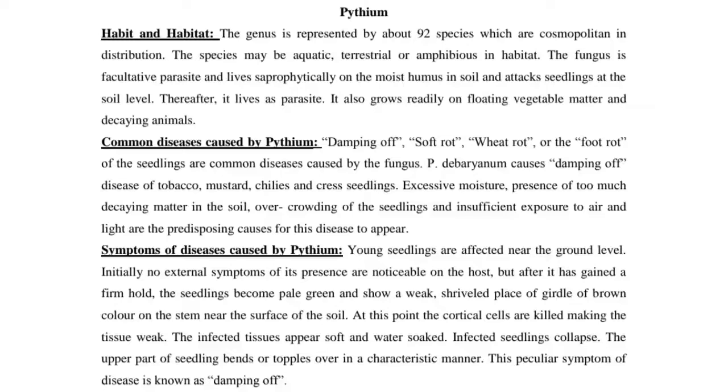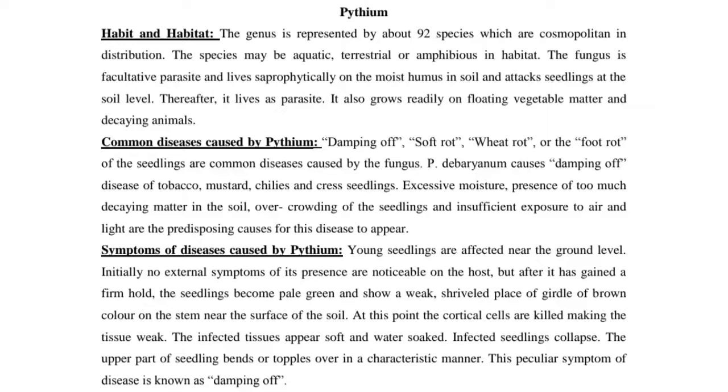It also grows readily on floating vegetable matter and decaying animals. Common diseases caused by Pythium: damping off, soft rot, wheat rot, or the foot rot of the seedlings are common diseases caused by the fungus. P. debaryanum causes damping off disease of tobacco, mustard, chilies and cress seedlings. Excessive moisture, presence of too much decaying matter in the soil, overcrowding of the seedlings and insufficient exposure to air and light are the predisposing causes for this disease to appear.